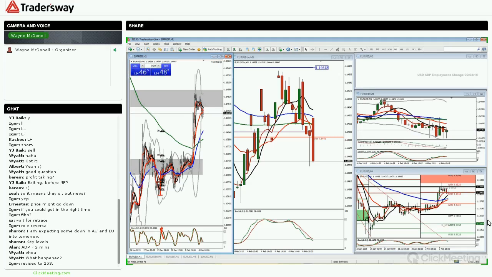Cool, but very little reaction in the marketplace. That's surprising, actually. ADP has been a pretty good scalping opportunity over the last few years. It hasn't always been the case, and maybe things have changed again.